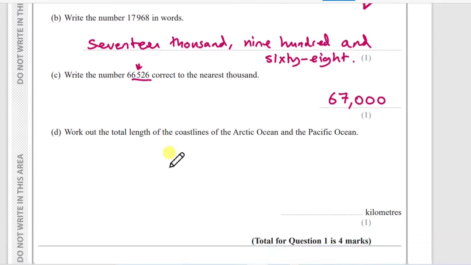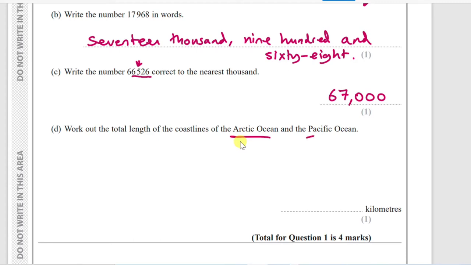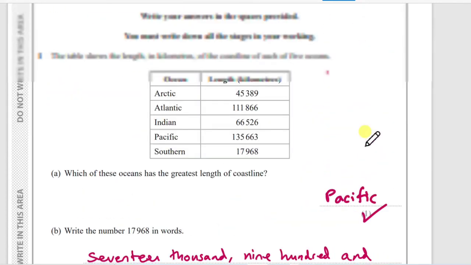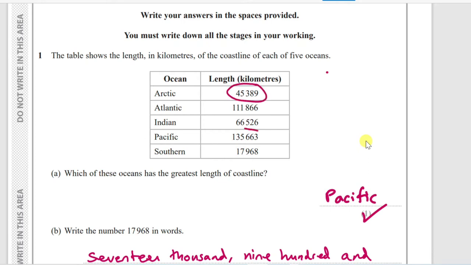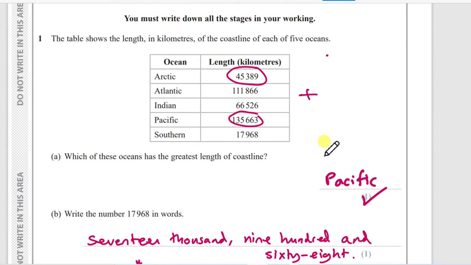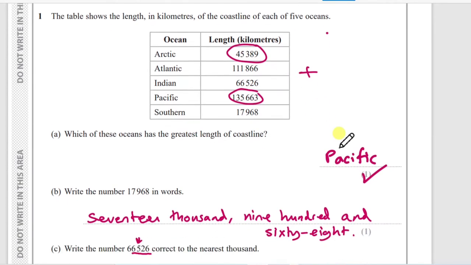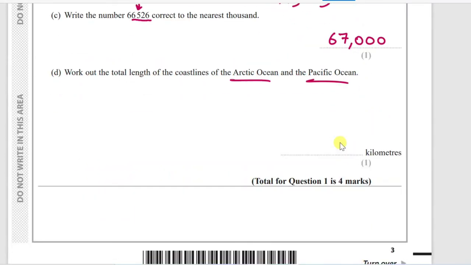Now work out the total length of the coastlines of the Arctic Ocean and the Pacific Ocean. So they want us to add up those two oceans. Arctic is 45,000 and Pacific is 135,000. So in your calculator, you literally write down 135,663 plus 45,389. Just remember, this is the whole point of the calculator. You literally just input everything in. If I put it in the calculator, I got like 181,000. So always double check your numbers, guys. Important double check. So write out numbers straight off your calculator, 181,052. Remember, this is a calculator, so they don't want to see any column addition or anything. You don't need to do that. See if you guys got the same.